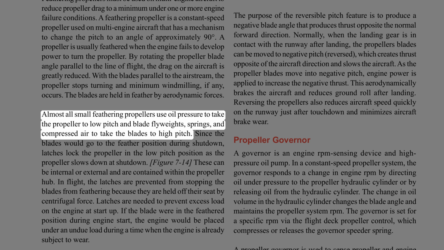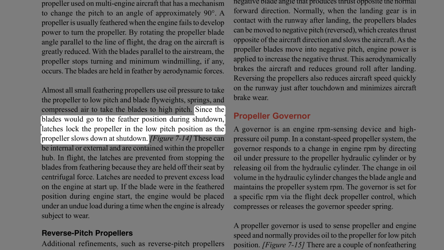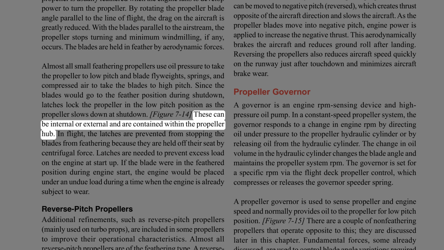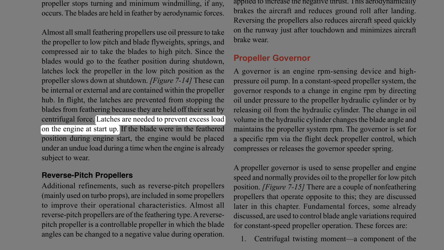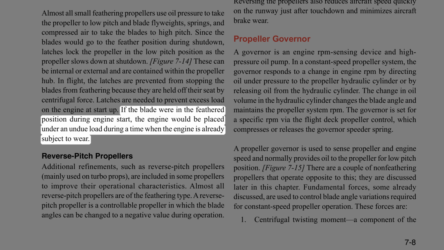The blades are held in feather by aerodynamic forces. Almost all small feathering propellers use oil pressure to take the propeller to low pitch, and blade flyweights, springs, and compressed air to take the blades to high pitch. Since the blades would go to the feather position during shutdown, latches lock the propeller in the low pitch position as the propeller slows down at shutdown. These can be internal or external and are contained within the propeller hub. In flight, the latches are prevented from stopping the blades from feathering because they are held off their seat by centrifugal force. Latches are needed to prevent excess load on the engine at startup. If the blade were in the feathered position during engine start, the engine would be placed under an undue load during a time when the engine is already subject to wear.